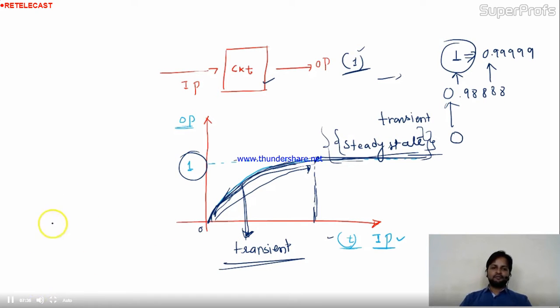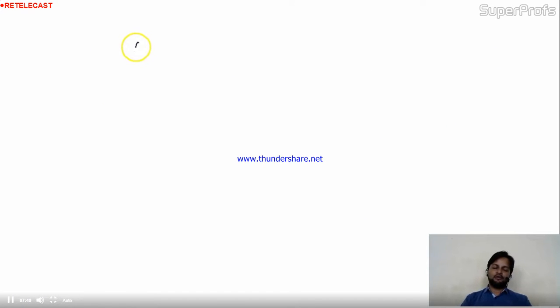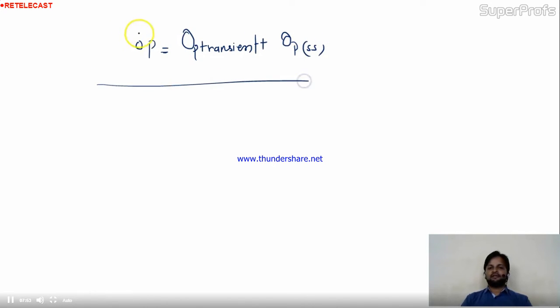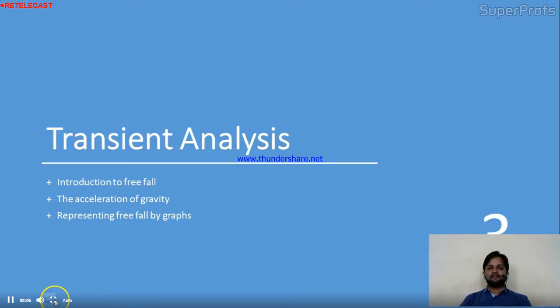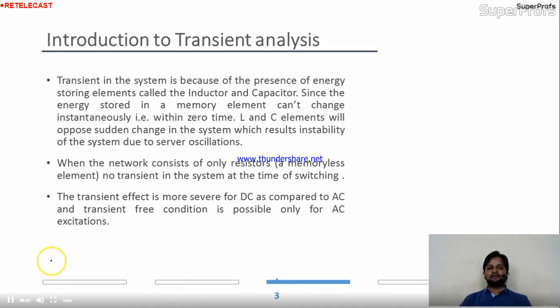So the total output of the circuit, if I talk about the output, will be output of transient plus output of steady state. Is it okay? The total output is transient plus steady state. Okay, come to the transient analysis now.